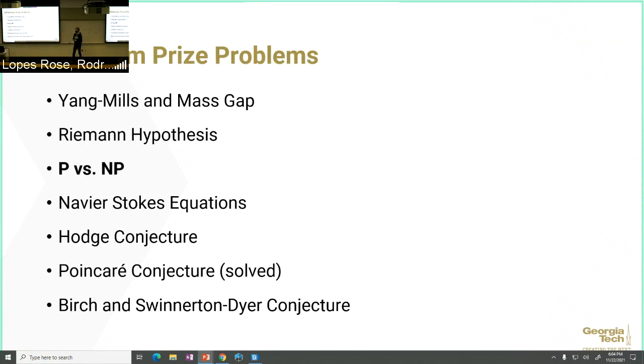They are a set of 7 problems that I think the Clay Math Institute set, I believe in the year 2000, that are the 7 biggest math problems for us to solve in like the next century or the next millennium. And one of them has actually been solved already. The Poincare conjecture has been solved. The other 6 are still unsolved.